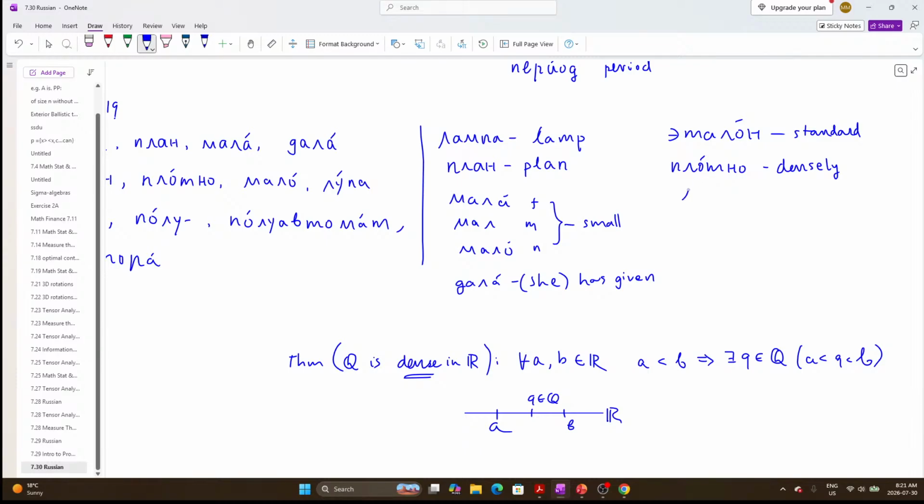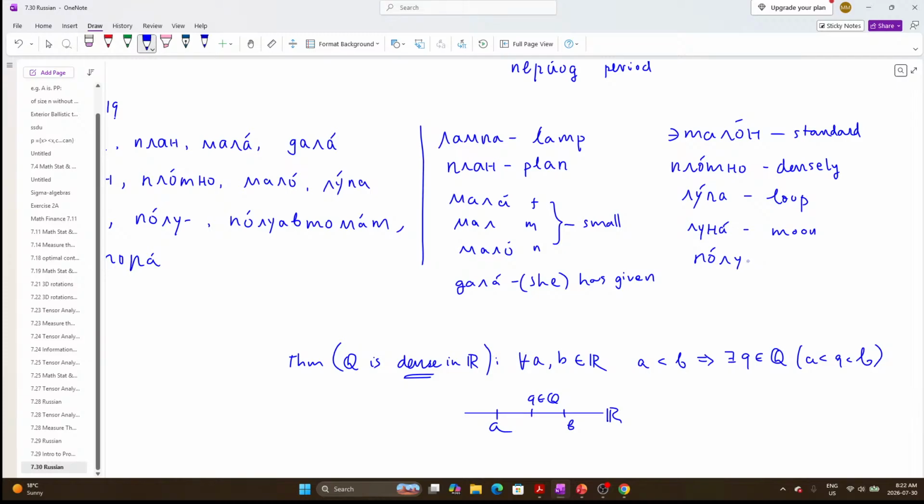Лупа. This is surprisingly easy. Лупа is just a loupe, a magnifying glass. Луна is just moon. And пол-. Пол- is semi, hemi, half.